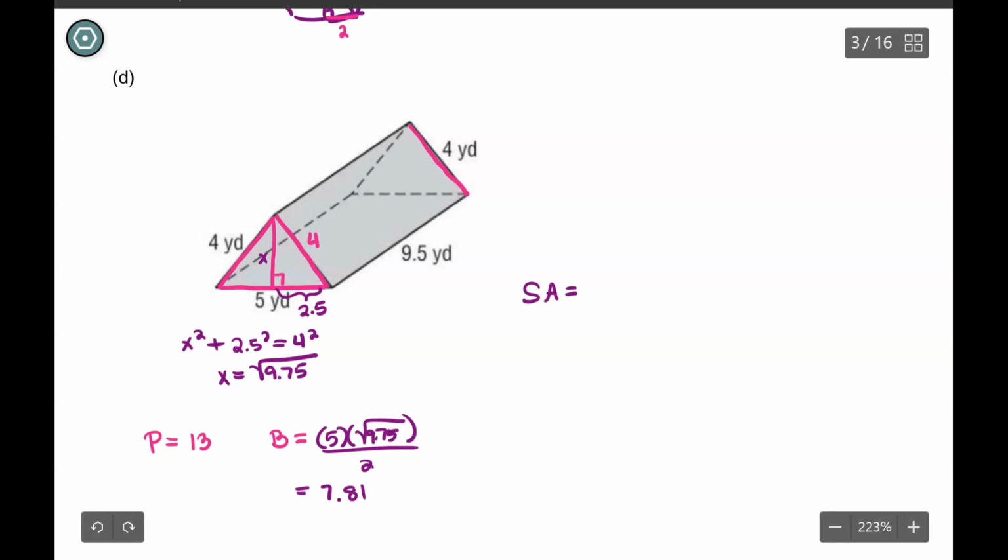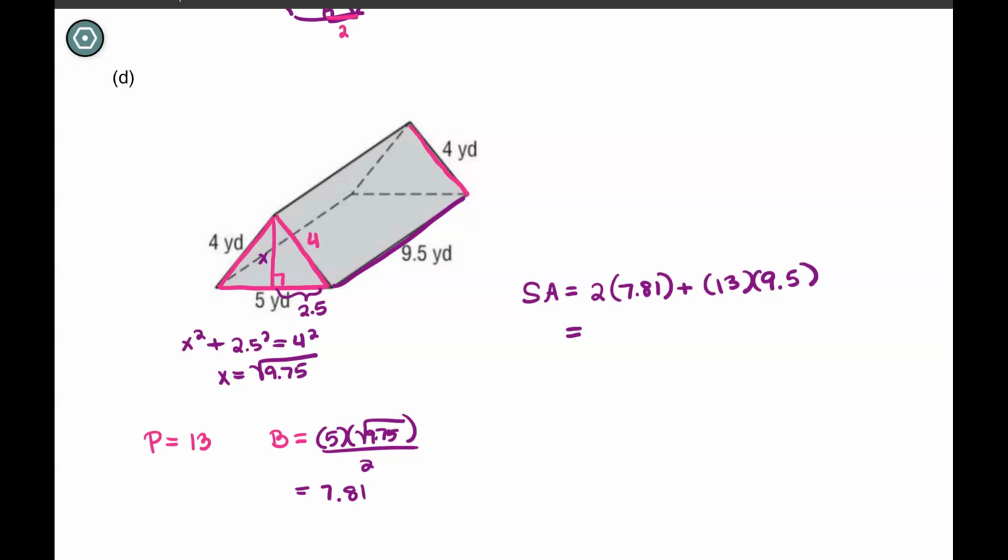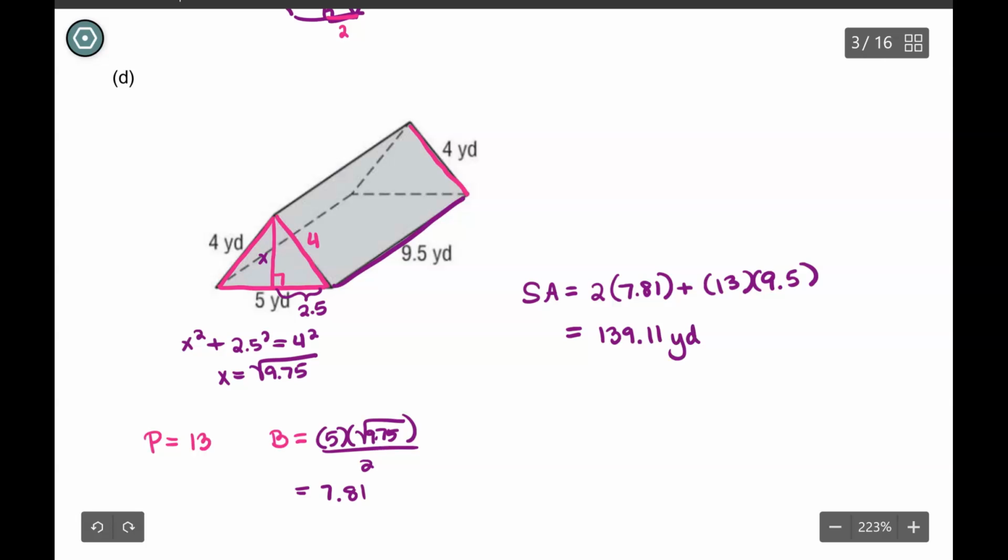So my surface area is going to be 2 times the area of the base plus the perimeter times the height. The distance between the two bases is 9.5. So I'm going to plug that in. And I get 139.11, and that's going to be square yards.